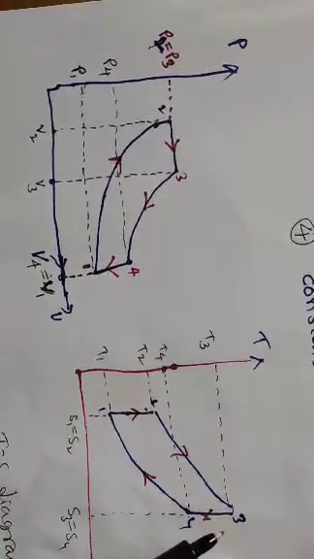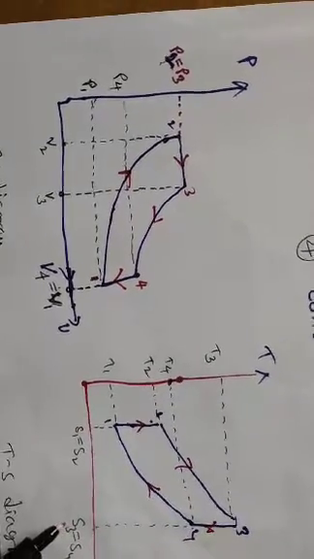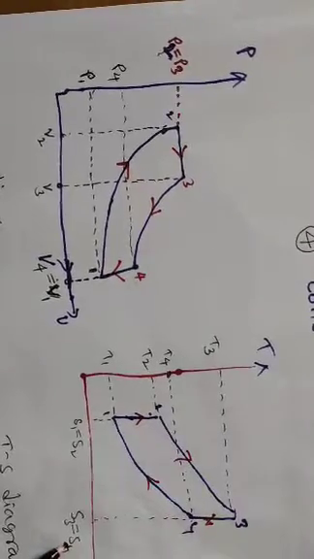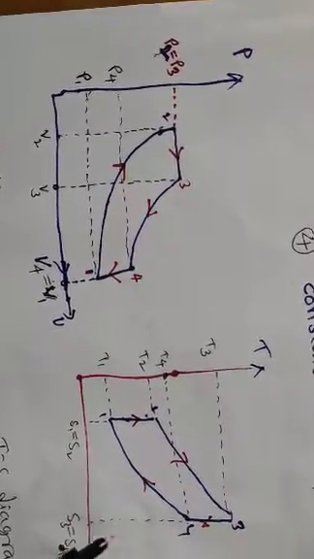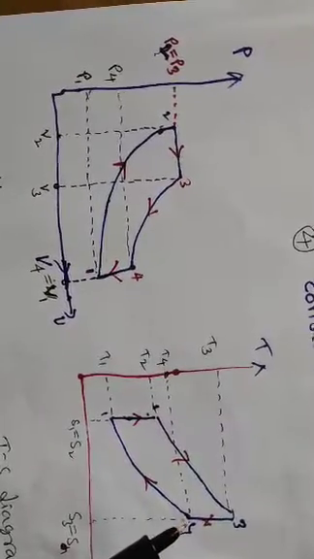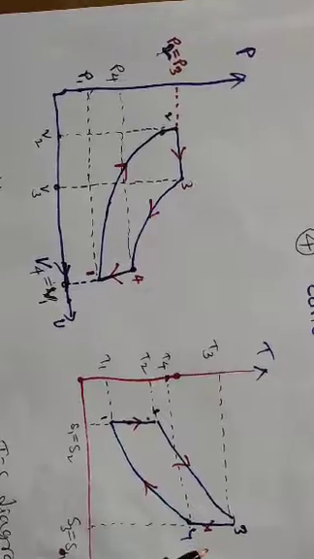In the adiabatic expansion process, entropy is constant, which means the entropy at point 3, S3, is equal to the entropy at point 4. So 3 to 4 is the adiabatic expansion process, and entropy is constant. That's why it is a straight line.